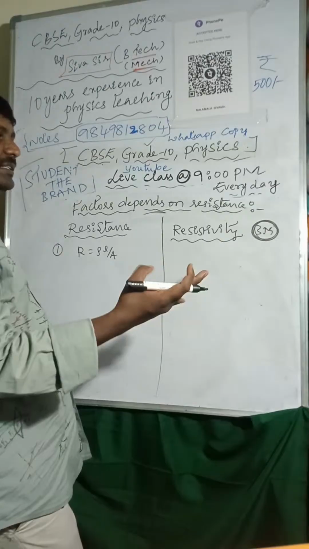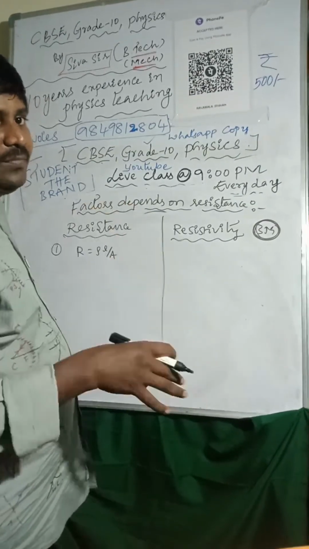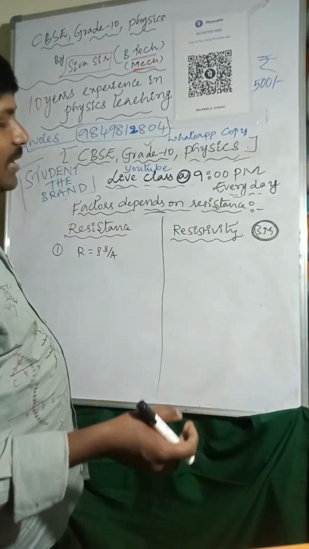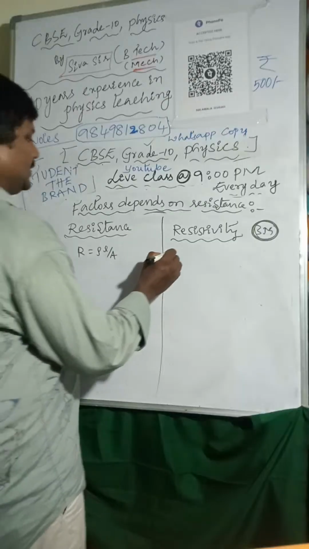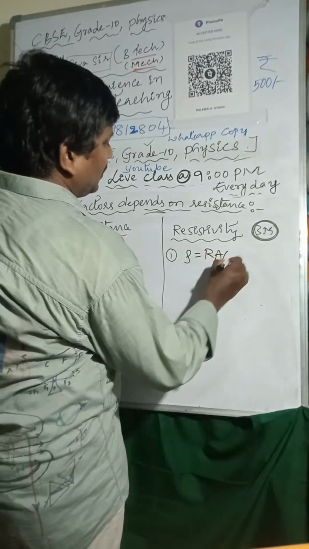Those who are writing JEE and NEET students also can attend the class. It will be very helpful. The content is very good, so you can note down and follow. Next, I'm taking rho equal to RA by L. Rho equal to RA by L.